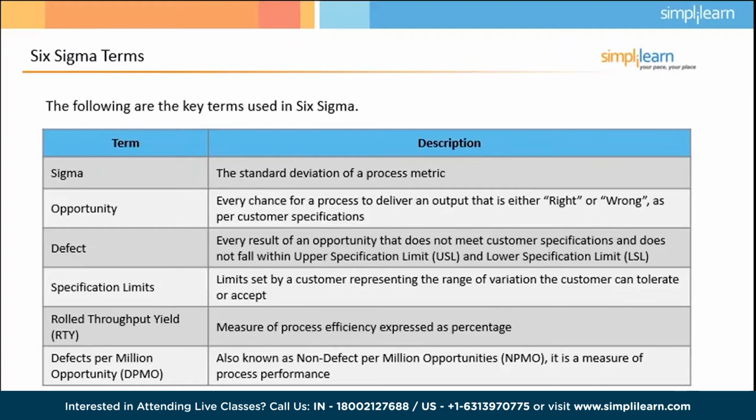Now, when we look at an opportunity, it's really just you either do it right or you do it wrong relative to customer expectations. And when you do it wrong, we call it a defect. A defect, another way to say this, is that when you fall either on the lower side or the upper side of customer specifications, it's a defect.